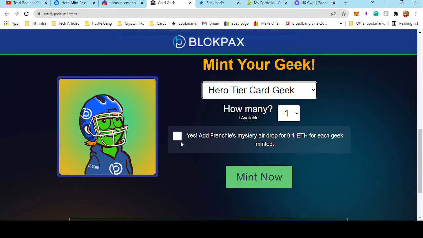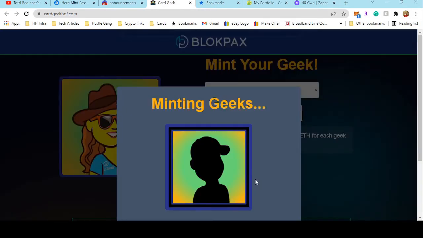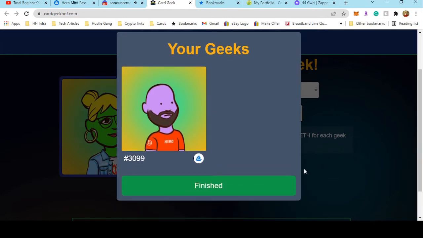Oh, get back here. Okay, we're going to add the mystery airdrop. We're going to do mint now. 0.1. It's only $11. Gas, not bad. This is going to mess us up for our LaMelo drop. So we're going to have to go find another 0.1 ETH to send over here. But, you know, it is what it is. It's okay. All right. We minted our geek. And now we have him.